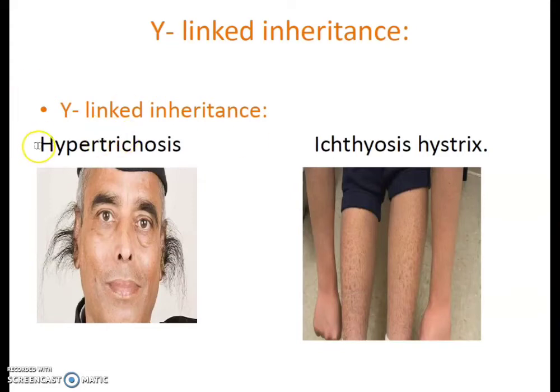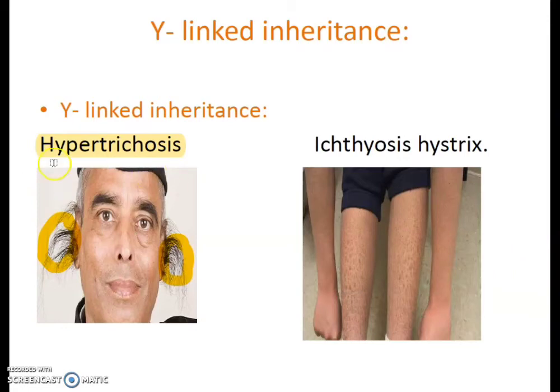Example, hypertrichosis. In hypertrichosis, hair grows on the ear pinna. This is called hypertrichosis. It is only seen in males, not in females, because females do not have a Y chromosome. So this character is only transmitted from father to son, not to daughter, because of the Y chromosome.